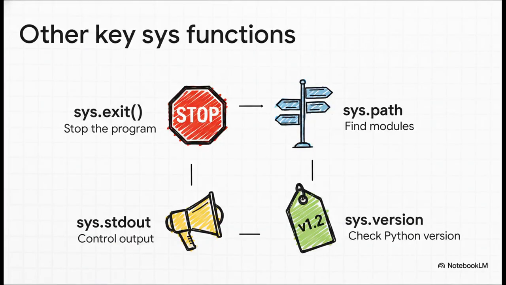But sys can do way more than just listen. It's like your script's control panel. If something goes wrong, you can hit the big red button with sys.exit to stop everything. If you're having trouble importing another module, you can check sys.path to see exactly where Python is looking for it. You can even check which version of Python is running, which is super useful.